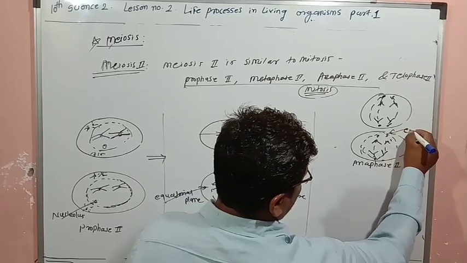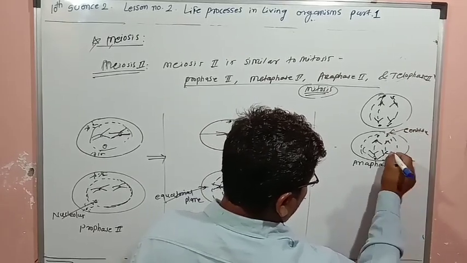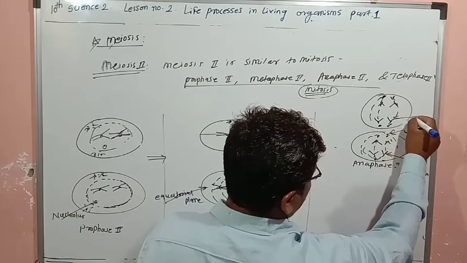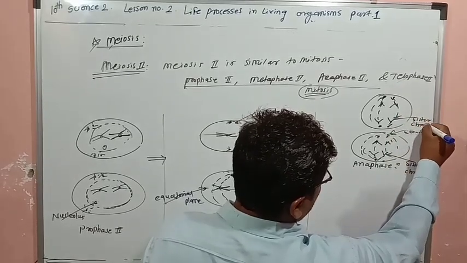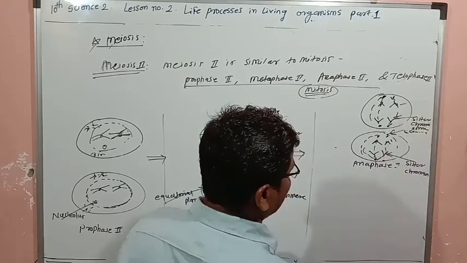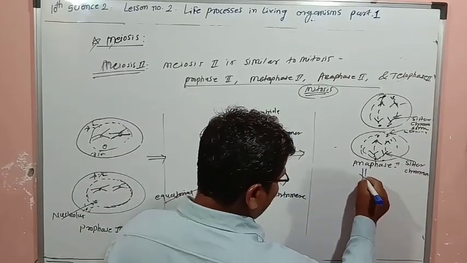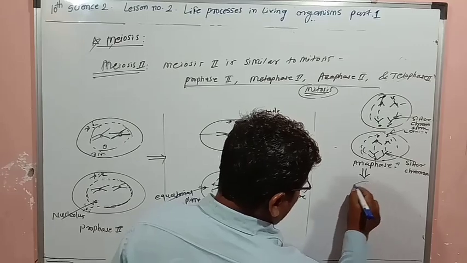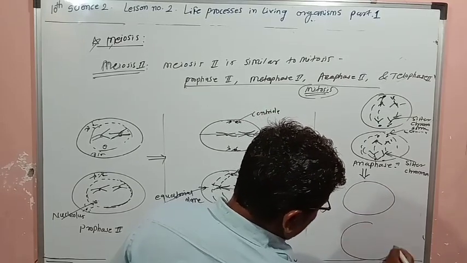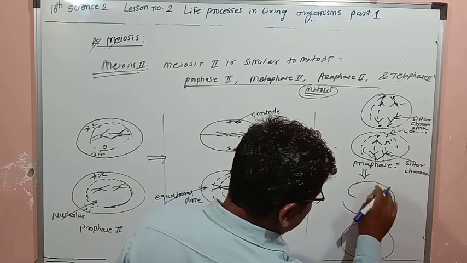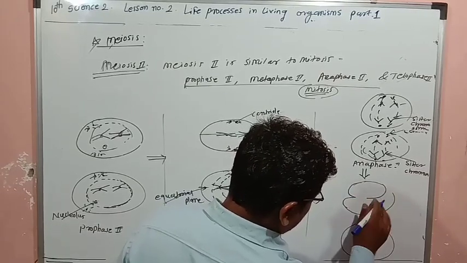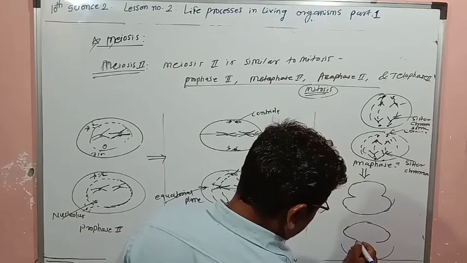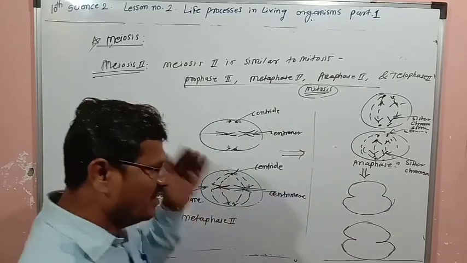Here the centriole and the sister chromosome. You can say sister chromosome. And the last phase now. Which one is there? Suppose the upper cell is there, and the lower cell is there.